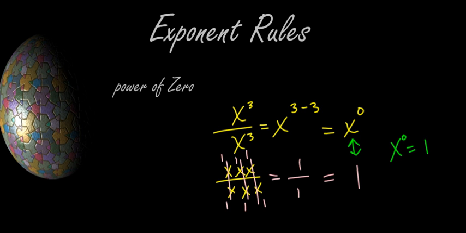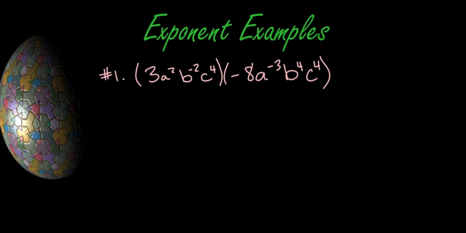Now this works for everything. I don't care what you raise to the 0 power. It's always going to cancel with itself. So anything to the 0 power is going to be the number 1. The base goes away, the exponent goes away, it just turns into a number 1. Take a look at some of these problems.